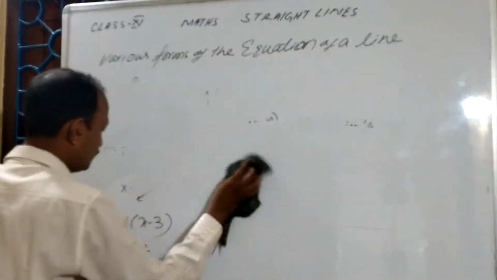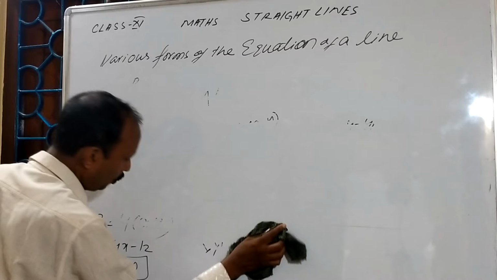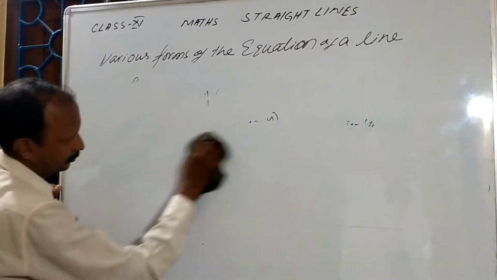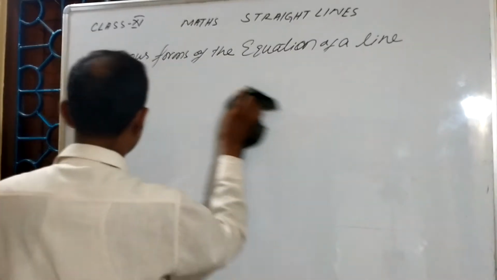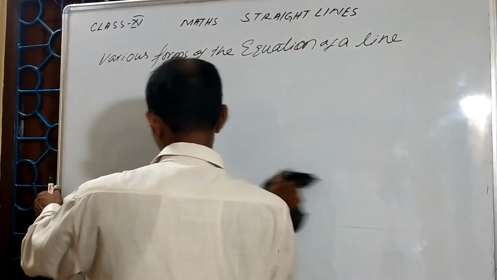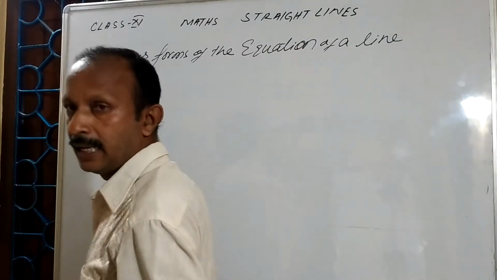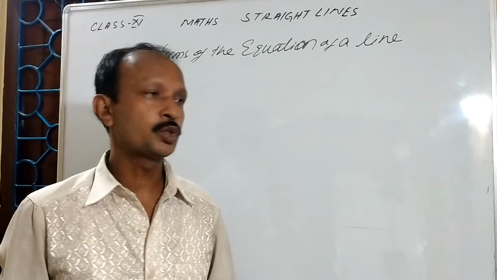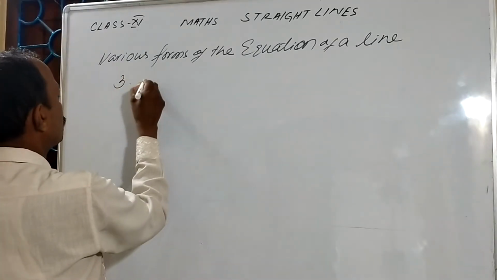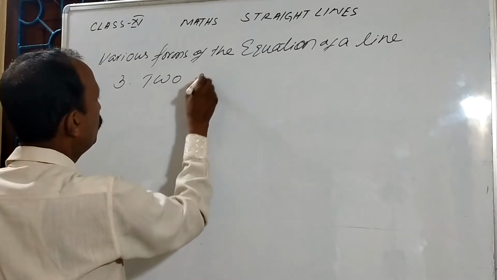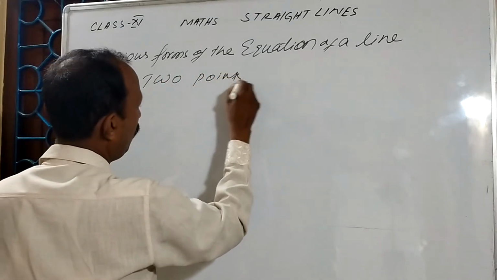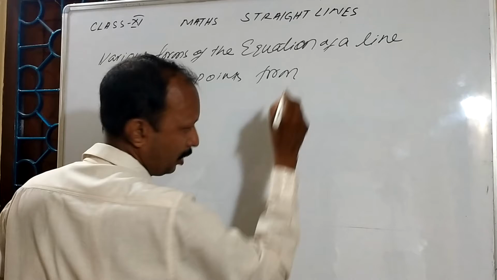The next form is the two points form. If two points are given, how to determine the equation of a line? So the third one is the two points form.